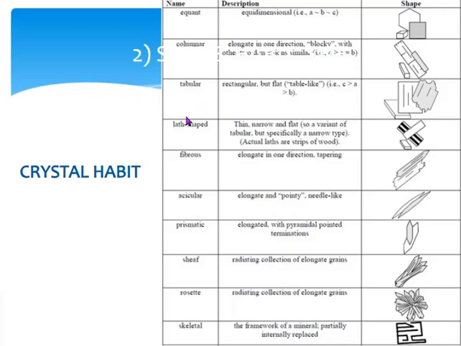So this is the crystal habit of minerals. Crystal habit means the shape of a mineral. This is equant or equidimensional shape, this is columnar shape, this is tabular shape, this is lath shape, this is fibrous shape, this is acicular or needle-like, this is prismatic shape, this is sheaf shape, this is rosette shape, this is skeletal shape. Minerals show these types of crystal habits.